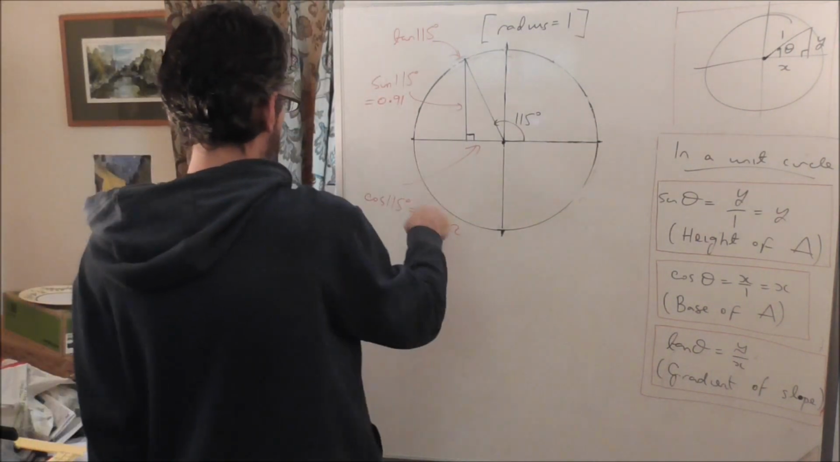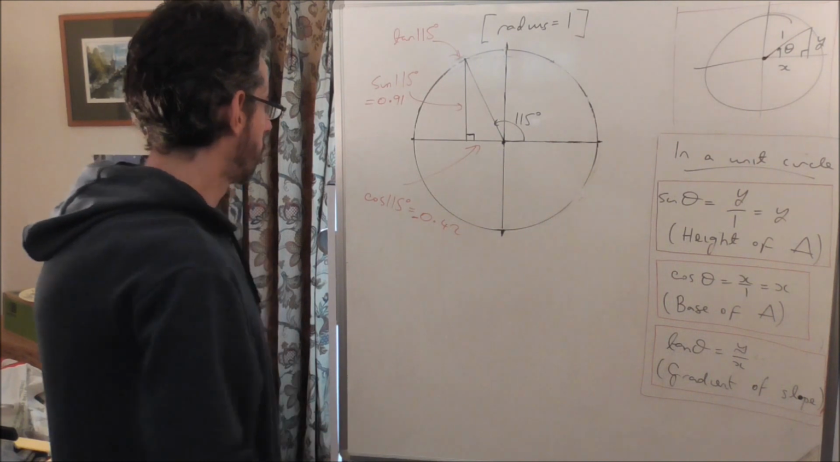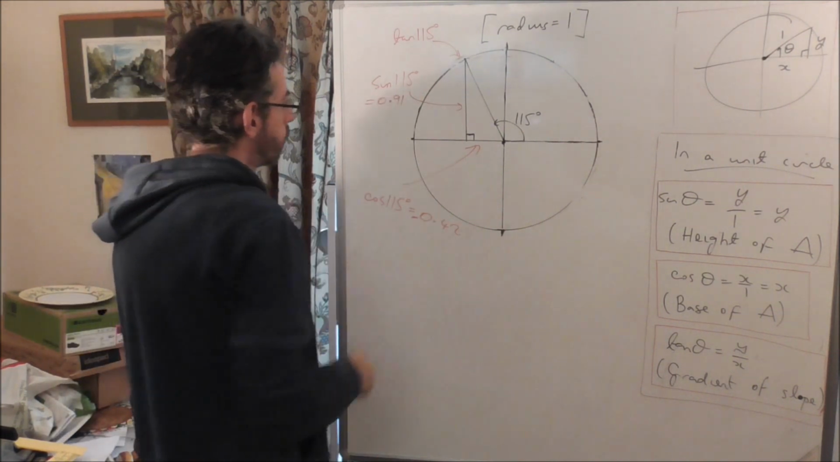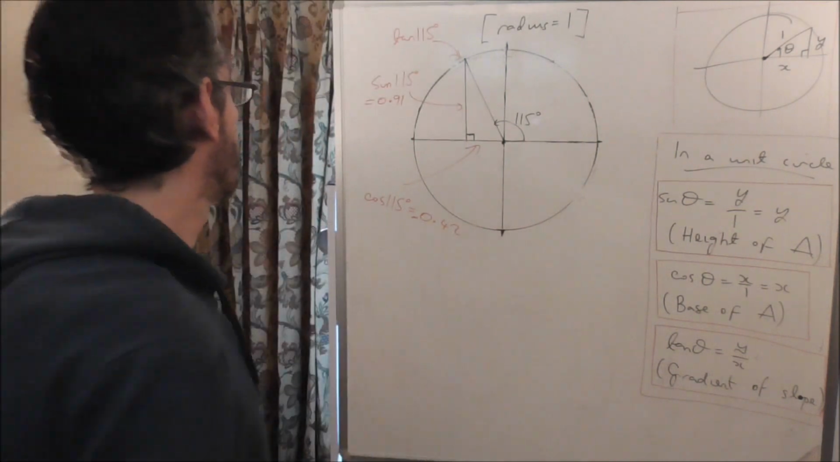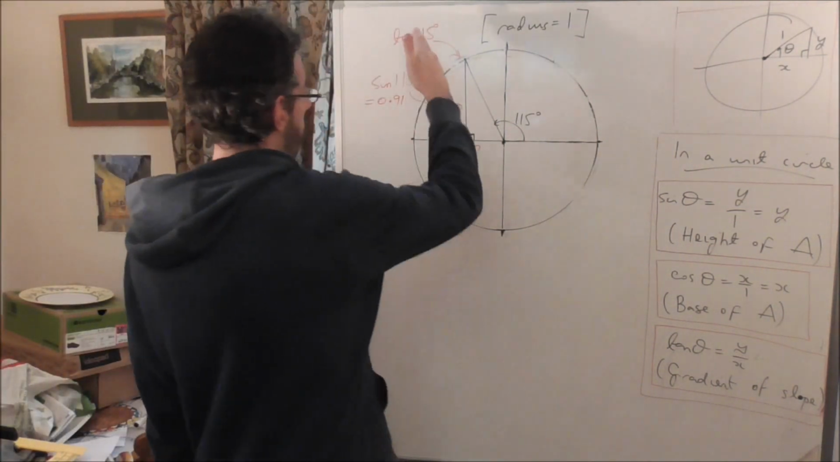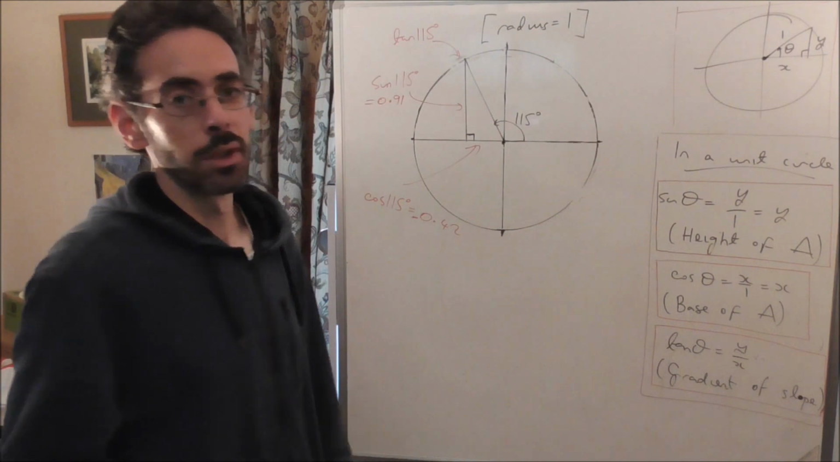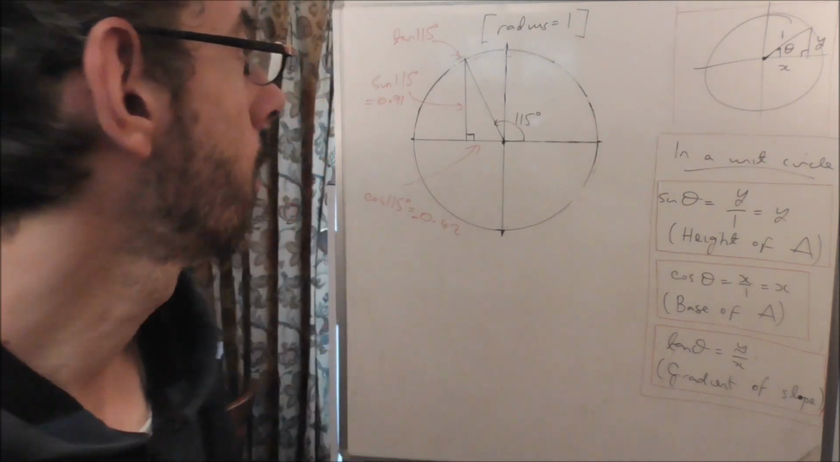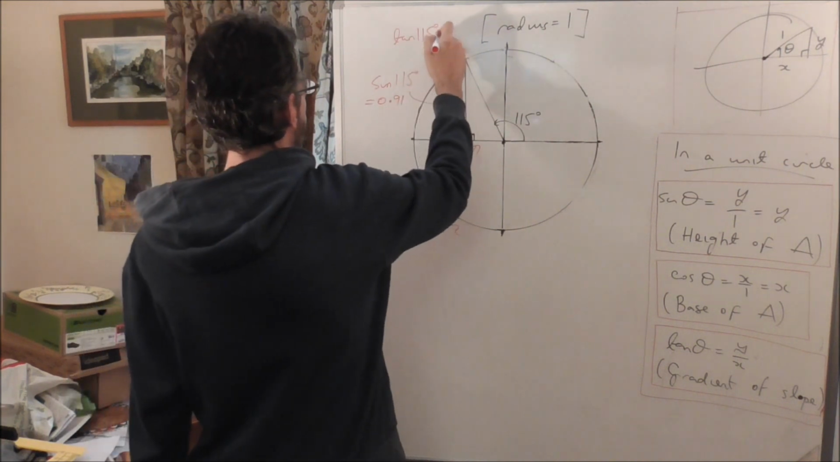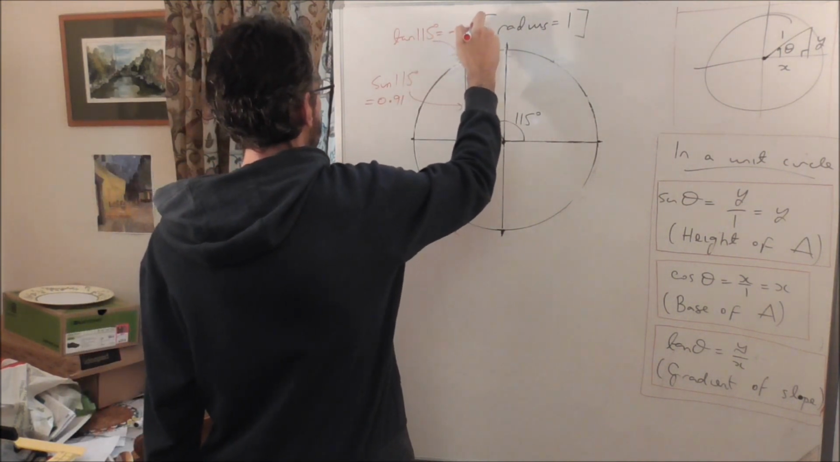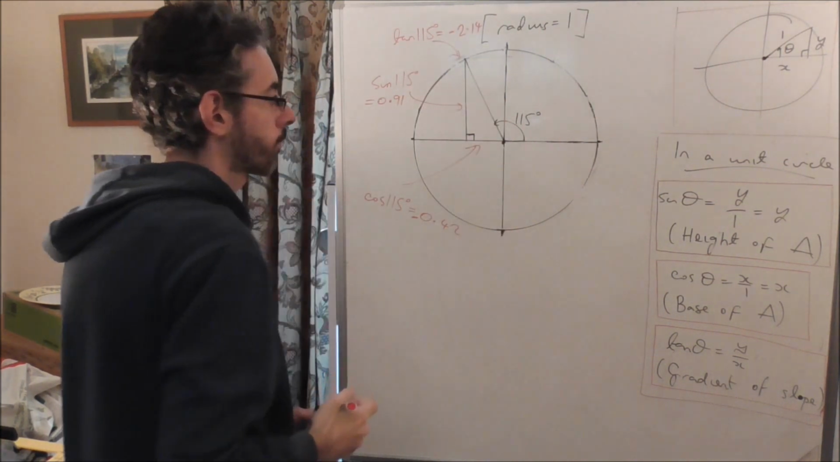Again, it's just that divided by that. Ignoring signs, 0.42 goes into 0.91 about a bit more than twice. So the gradient is going to be a bit more than minus 2. It's quite difficult to estimate it accurately, but if you do it on the calculator, you get minus 2.14. Minus 2.14 is the gradient.